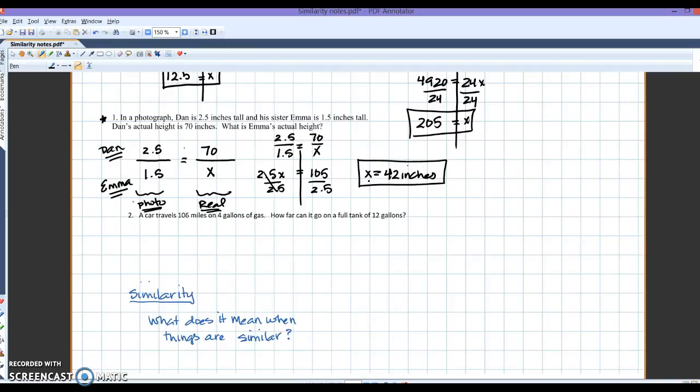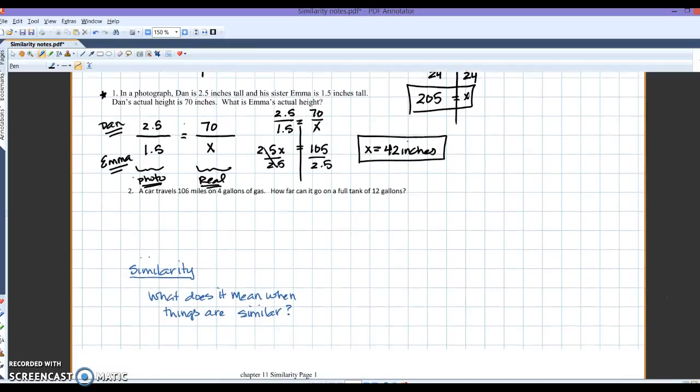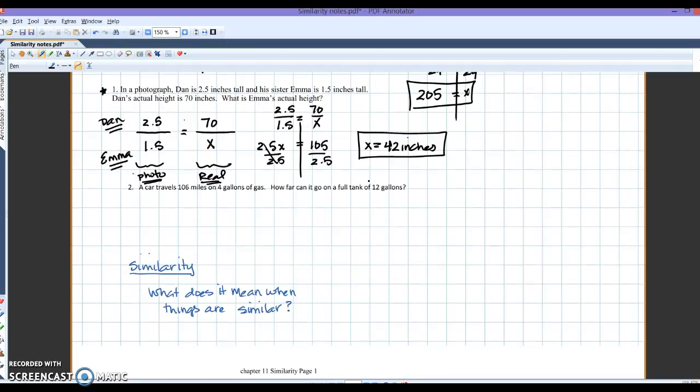Again, that's not the only correct way to set up this proportion, but the most important thing is that you make choices ahead of time. Where are you going to put Dan's information? Where are you going to put Emma's information? Where's the photo information go? Where's the real world information go? Make those choices ahead of time and then plugging in the numbers and solving is piece cake.